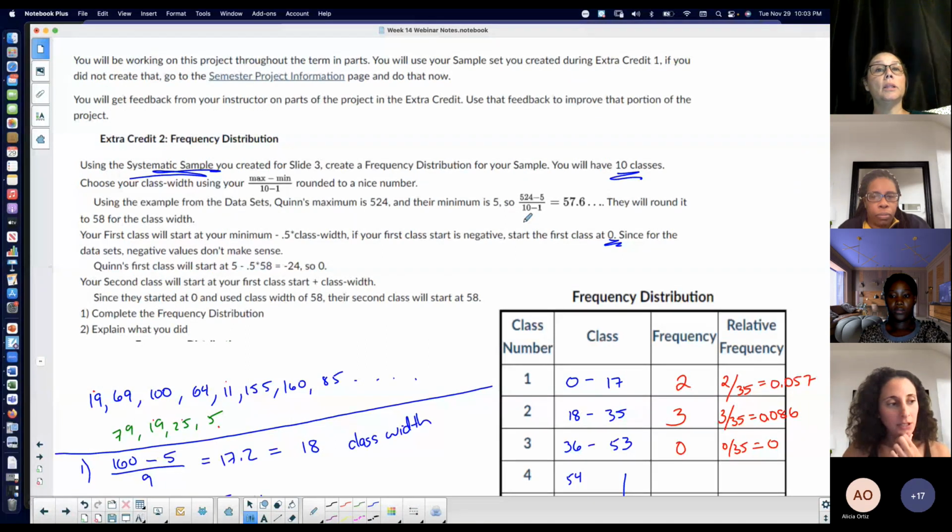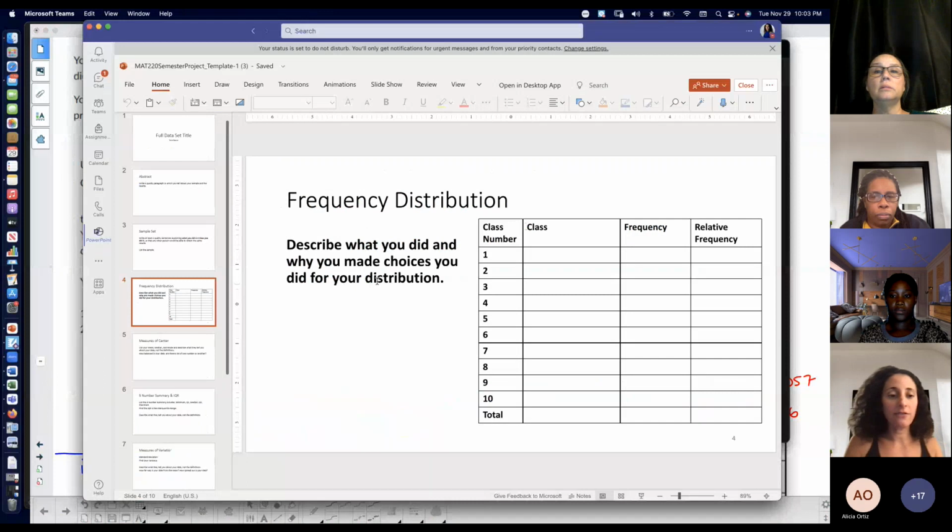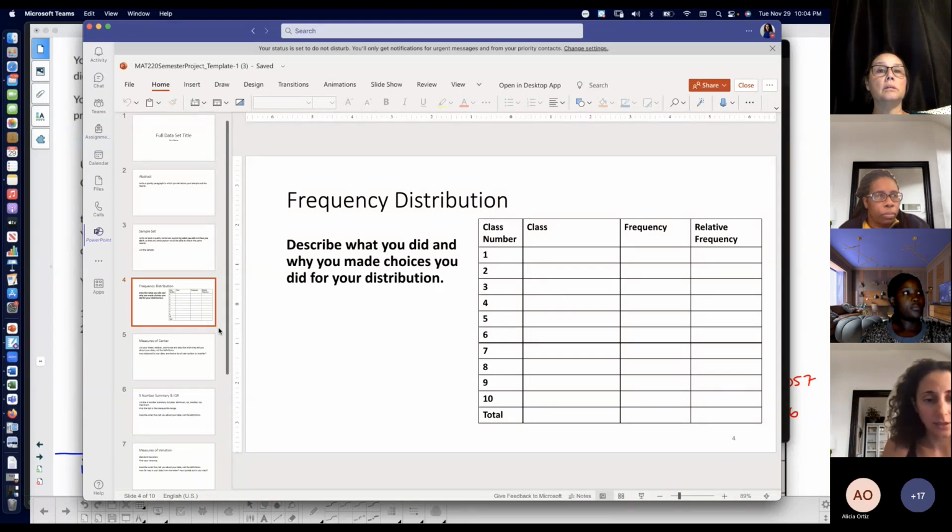I see you, Victoria. Okay. All right, so this was slide 4. Describe what you did. How did you find your class width? How did you find your classes? How did you find your lower class limits? How did you find your upper class limits? How did you find your frequencies? How did you find your relative frequencies? Explain it. And again, like I said, if you need 2 slides for space, whatever works. I don't care, personally.